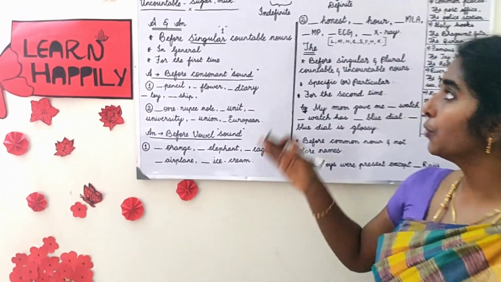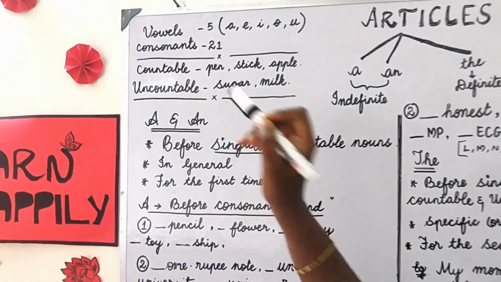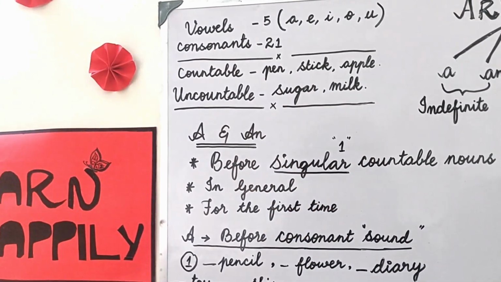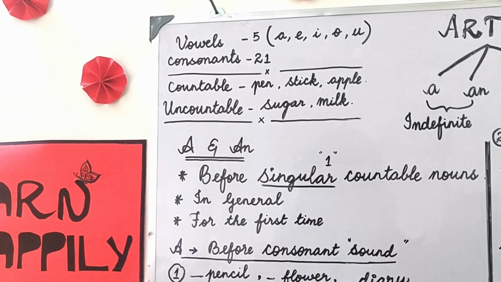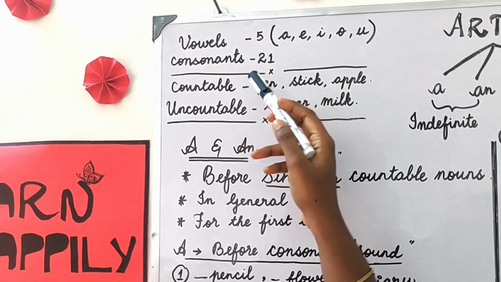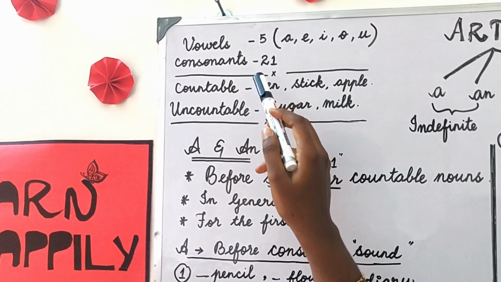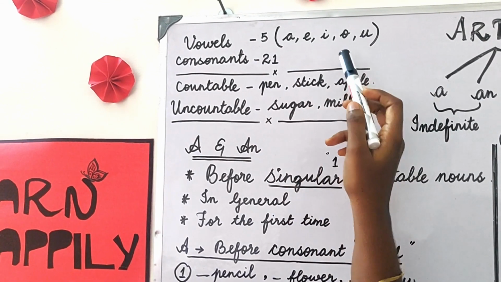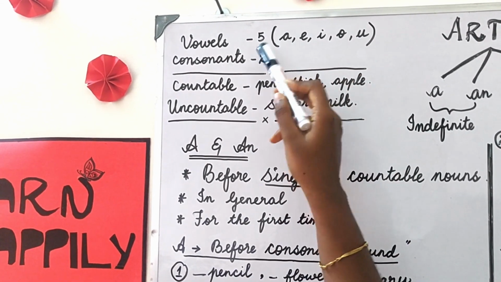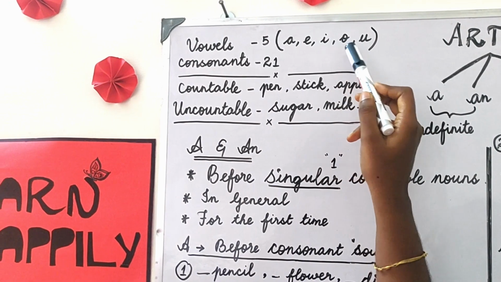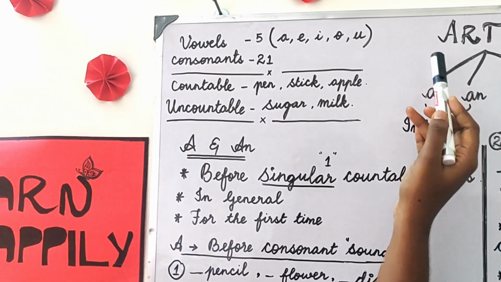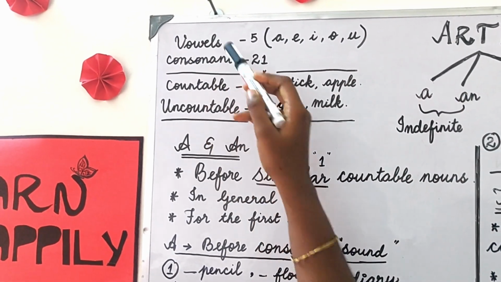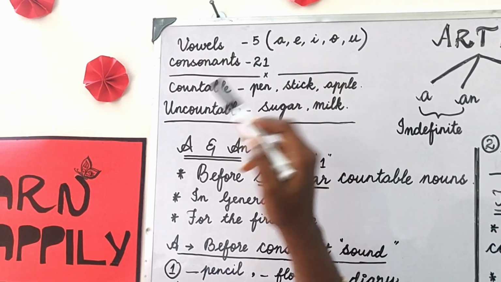Now, before going into the deep lessons, you should know these two things, that is vowels and consonants. So in the English alphabet, 26 alphabets are there. In that, 21 are consonants and 5 are vowels. That is A, E, I, O, U. So these are the vowels. Then the remaining 21 are the consonants.